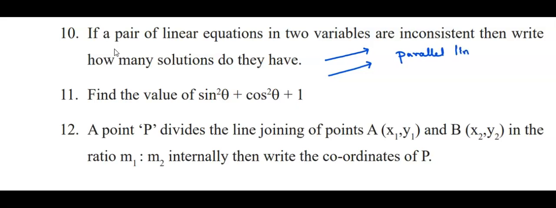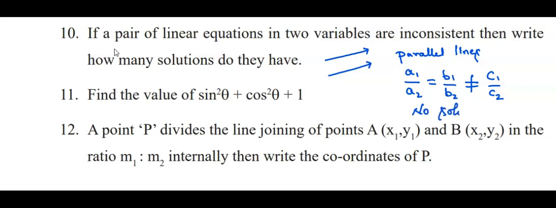Such type of lines we call them as parallel lines. Case 1. How can you say they are parallel? It should satisfy the condition A1 by A2 is equal to B1 by B2, but they are not equal to C1 by C2. If this condition is satisfied, then we call the lines parallel lines. If the lines are parallel, then no solution is formed.